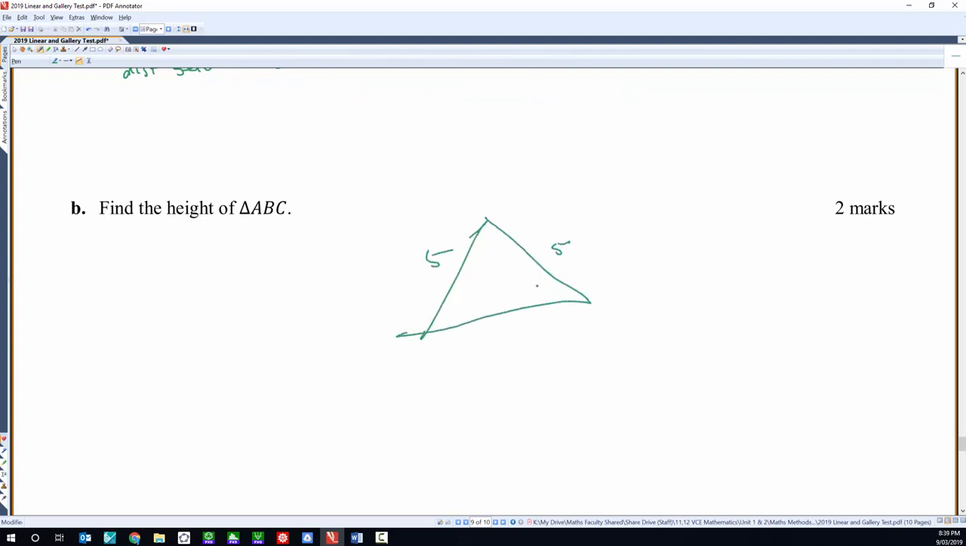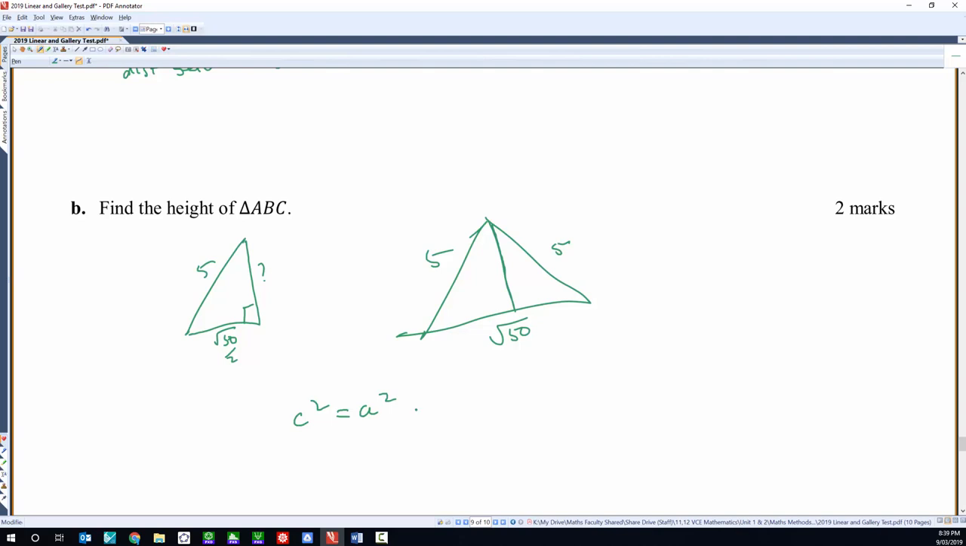So we've got 5, 5, and root 50. What we needed is this here, the height. So what we were going to do is just take out the right angle portion, which is 5, and note that this is root 50 on 2, and this is what we're after, the height here. So we're going to use Pythagoras' theorem.